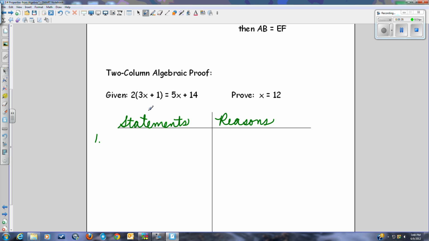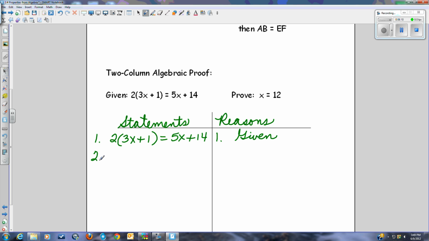And this is the problem we're given. 2 times, in parentheses, 3x plus 1 equals 5x plus 14. What we want to prove is that x, in this case, equals 12. We're going to do that by solving the equation and giving a reason for each step. So let's start by writing down what we're given. 2 times, in parentheses, 3x plus 1 equals 5x plus 14. The reason we can make that statement, that's the problem we're given. So just write down given.